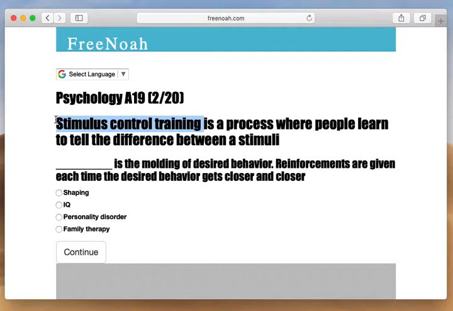Now, the last example I'm going to provide is another subdivision to stimulus control training, and this one's called discriminative stimulus. And basically, what discriminative stimulus is, being able to tell the difference between a stimuli provoking some form of response or behavior, or not provoking this certain behavior or response, right?